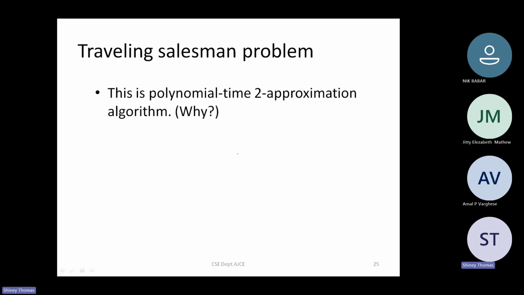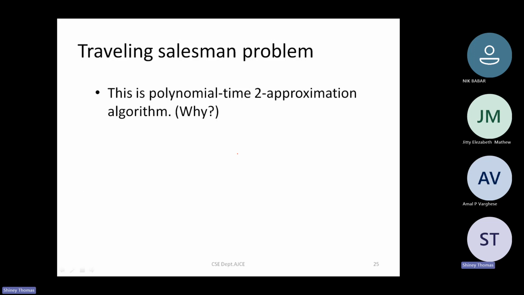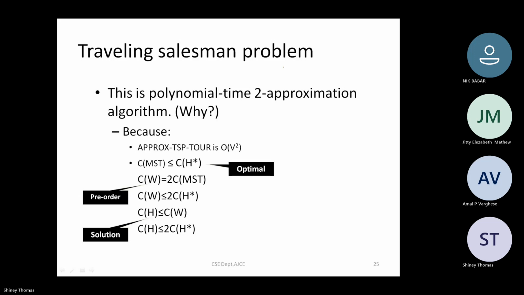Okay. So this is a polynomial time 2 approximation algorithm. Why? I'll just quickly say what it is. So the first thing that you have to see: let H star. What will be H star? Anyone? Cost. Here the cost of the optimal Hamiltonian cycle is known as H star, and the approximate one will be known as H.